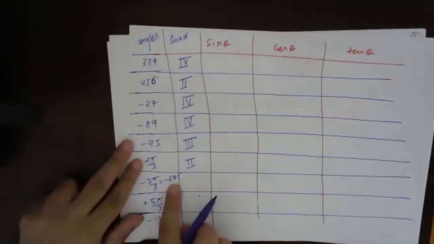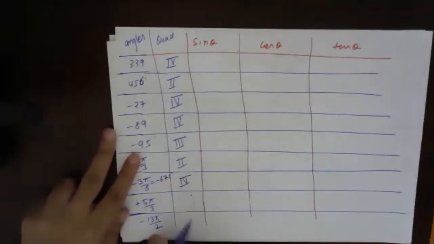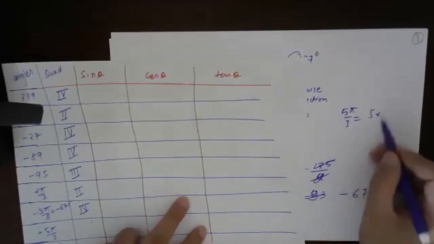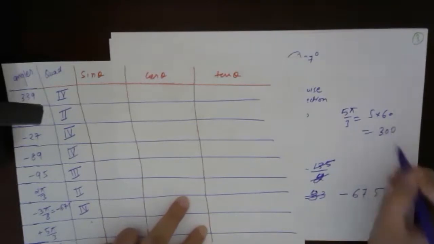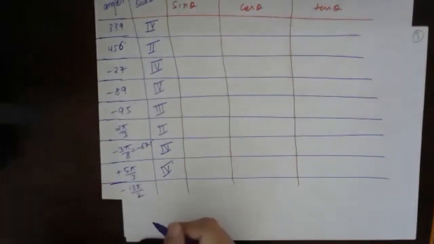Right? So minus 67.5 degrees means which quadrant? Again the fourth quadrant. Next, 5 pi by 3. So 5 into pi by 3 is what? Pi by 3 is 60 degree, so 5 6s are 300. 300 degrees. Which quadrant? This one is also in the fourth quadrant. Very good.